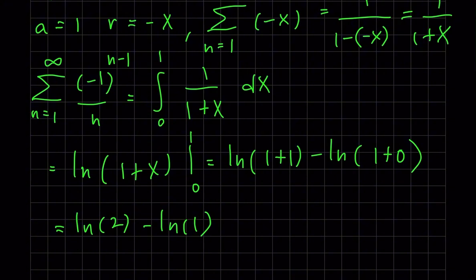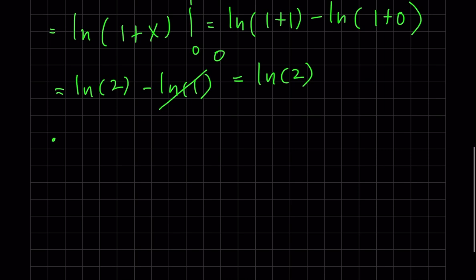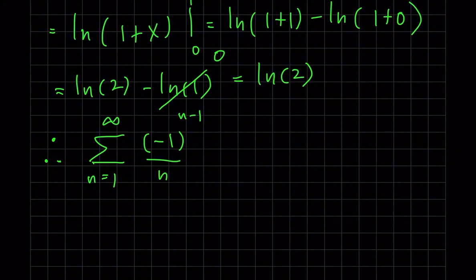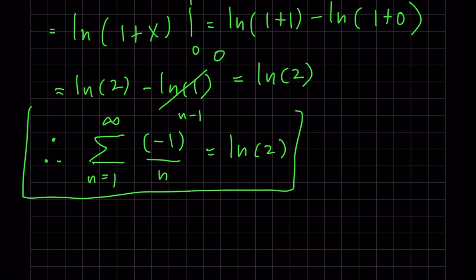But we know the natural log of 1 goes to 0, and we're just left with the natural log of 2. So therefore, the sum from 1 to infinity of (-1) raised to the n minus 1 over n, also known as the alternating harmonic series, evaluates to the natural log of 2. And this is the final result.